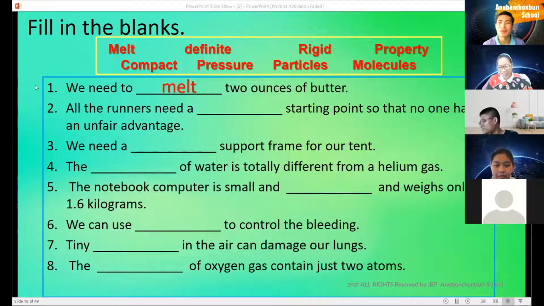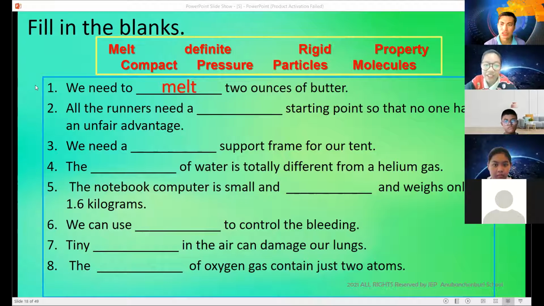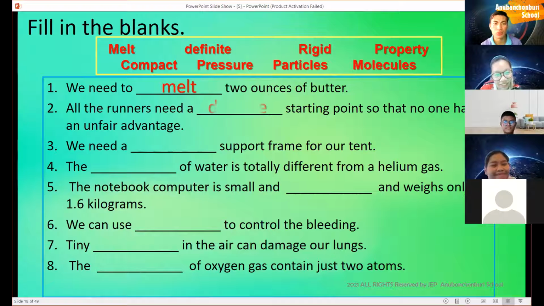So number one is an example. We need to melt 2 ounces of butter. So this is the answer of Jirayu. The butter can be melted. Melt. What about number 2? All the runners need a blank starting point so that no one has an unfair advantage. What's your answer? Definite. So Nataya lost the ability to answer again because she already used her power to answer. Okay, so we will be waiting for other students to answer the next questions.